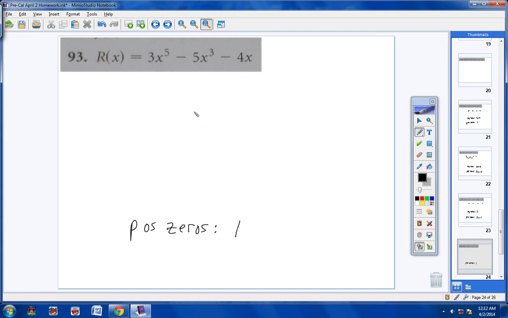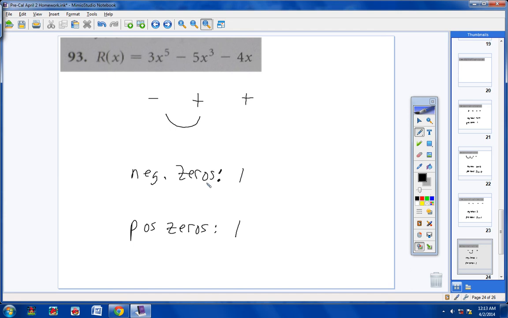Now let's put negative x's in everywhere you see an x. Negative x to the 5th power is negative times the positive 3 is negative. Negative x to the 3rd power is negative times the positive times the negative would be a positive. And then put a negative x in here. Negative 4 times negative x would be a positive. So I only see 1 sign change. There it is. And so my negative zeros, I know for sure that I'll have 1.